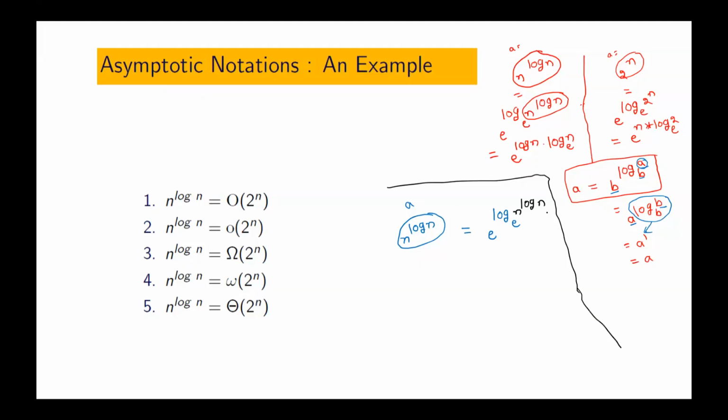Is there any doubt at this point? No, sir. Okay. And then we also know that log a power b is b log a. Based on that, this is of the form n power log n. This log n comes out. So it becomes e power log n has come out, and already log n base e is there. Is this okay? So therefore, n power log n is same as this.